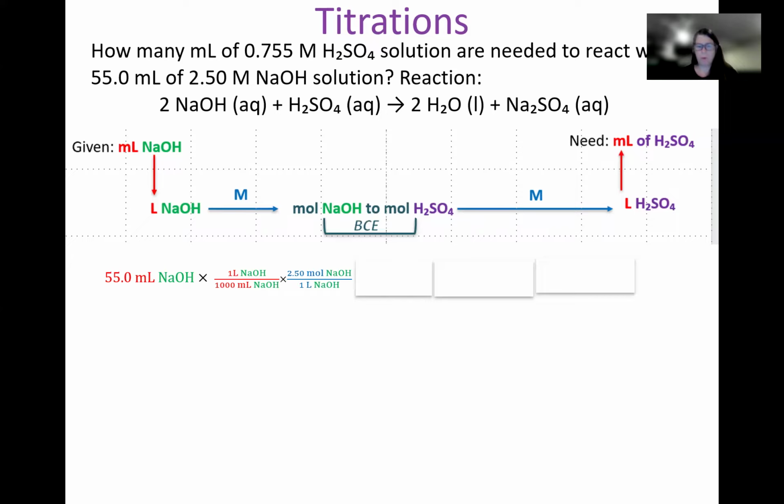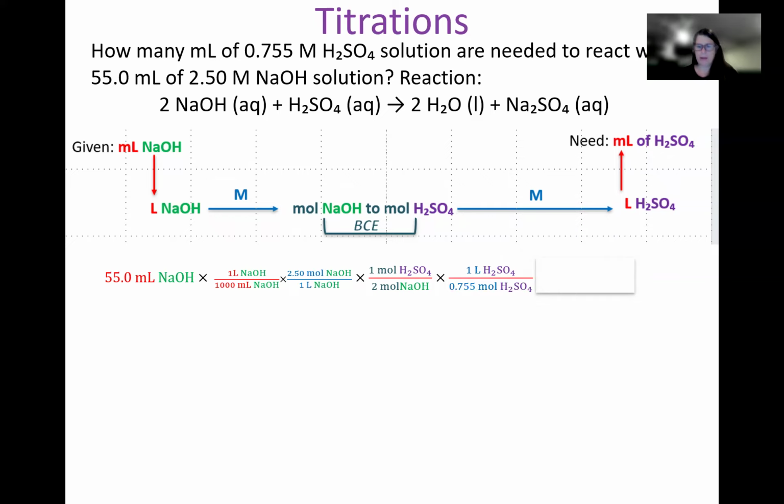Now I want to go from moles of sodium hydroxide to moles of sulfuric acid. We want moles sodium hydroxide to cancel, so they go on the bottom, and moles of sulfuric acid will go on top. This is coming from the coefficients in the balanced chemical equation. So 2 moles of sodium hydroxide is required to react with 1 mole of sulfuric acid. The next step is to convert moles of the sulfuric acid into liters of the sulfuric acid solution, and we're using the molarity. We need moles to go on the bottom, so it cancels, and liters on top.